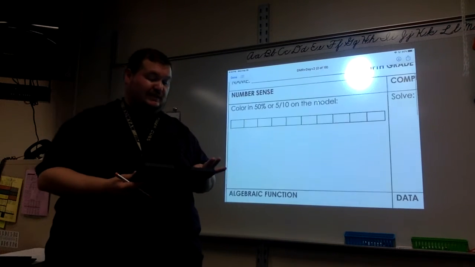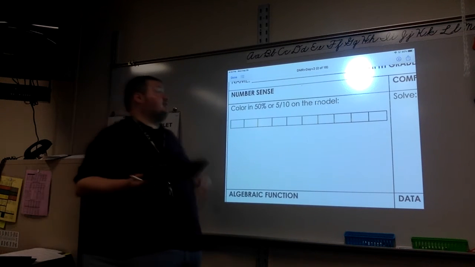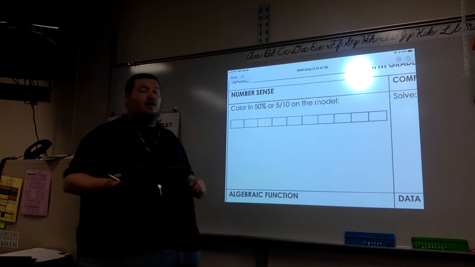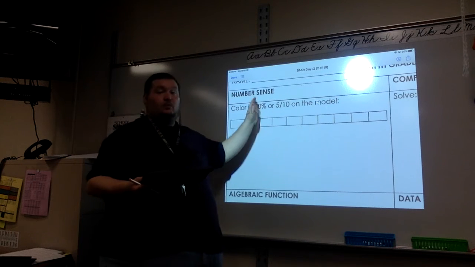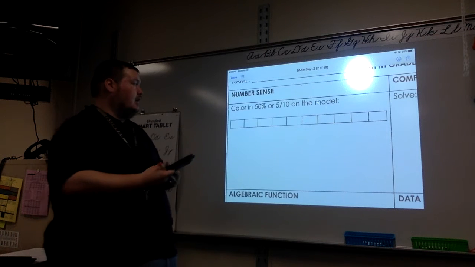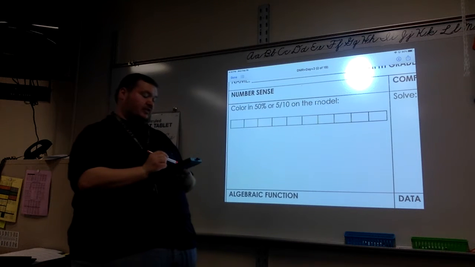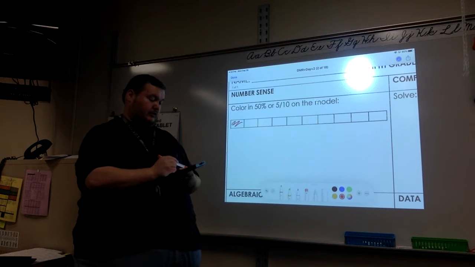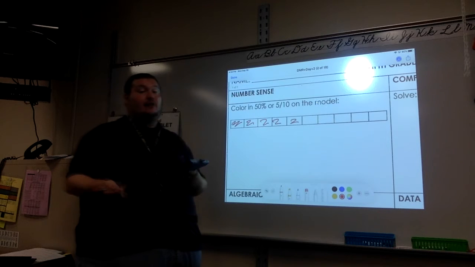Morning. We're going to be reviewing day 2 of our DMR. It should say week 11, day 2. Color in 50% or 5/10 of the model. We also know that 50% is 1/2 of 100%. So there should be 1, 2, 3, 4, 5, 6, 7, 8, 9, 10 boxes. So we're going to color in 5 of them, or half.